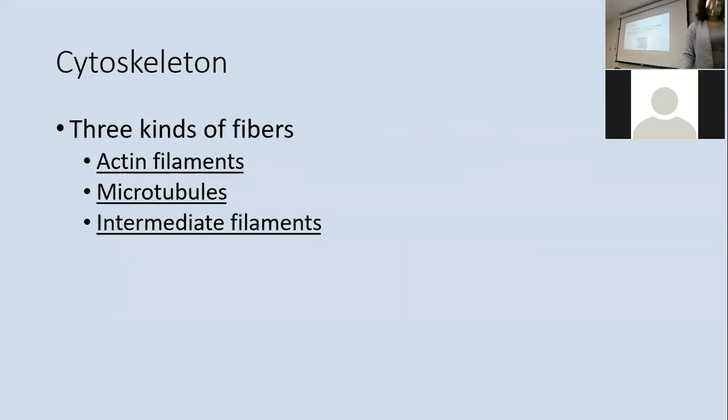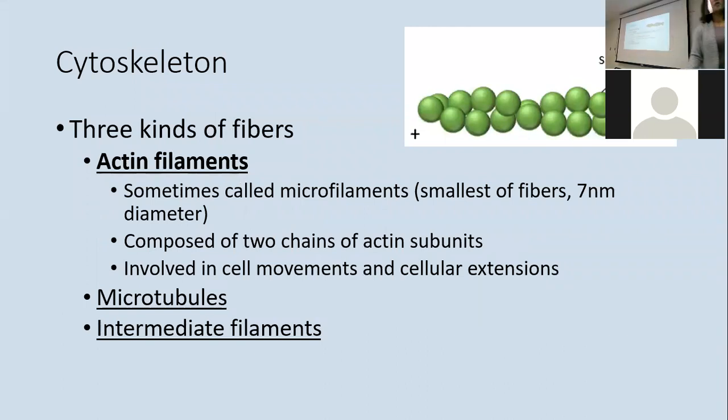All right, so we're going to talk about 3 different kinds of fibers: actin filaments, microtubules, and then intermediate filaments. So actin filaments, sometimes called microfilaments, are the tiniest fibers in your cytoskeleton. They're basically just tiny little threads, made of 2 chains of actin subunits. Actin's a protein. You make a long chain of little actin proteins, and you coil it up with a second chain of actin proteins. And so you end up with this thread-like filament.